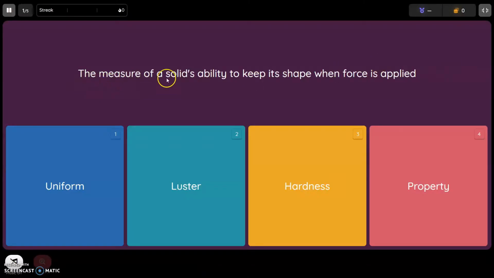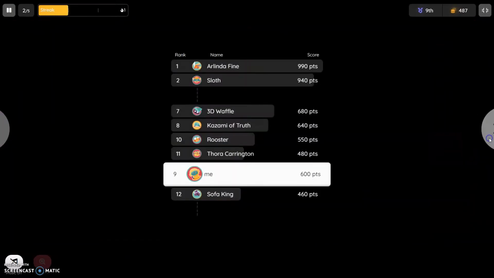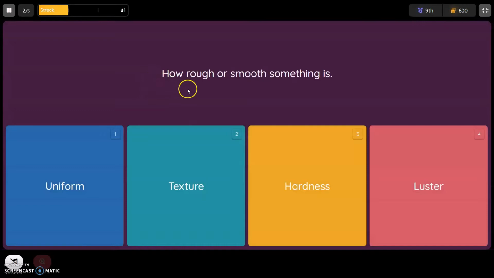The measure of a solid's ability to keep its shape when force is applied. What is it measuring? When you hit something, what do you measure in it? Of course, you'll measure the hardness, how hard that object is. How rough or smooth something is, this is the texture of rock, as we said in the beginning.